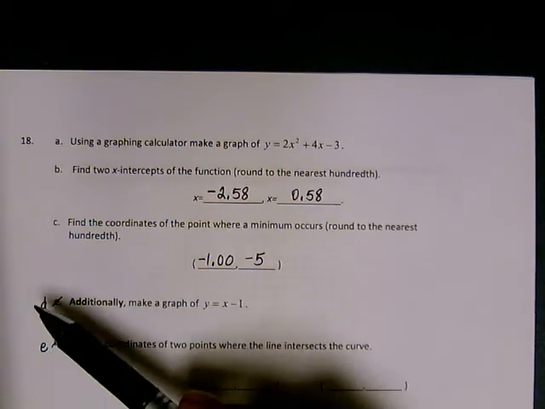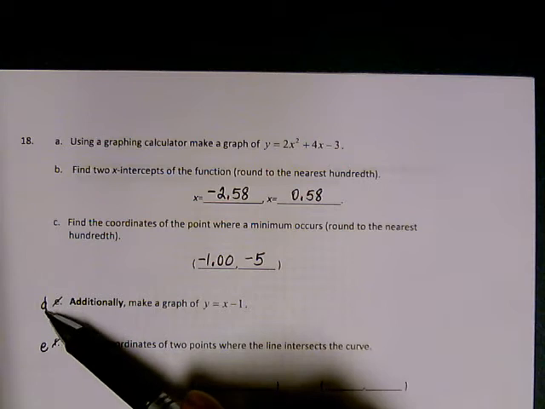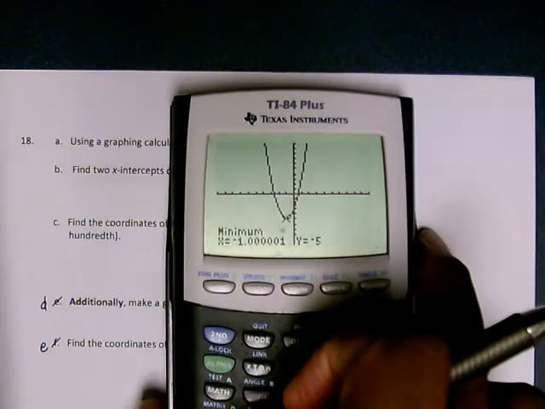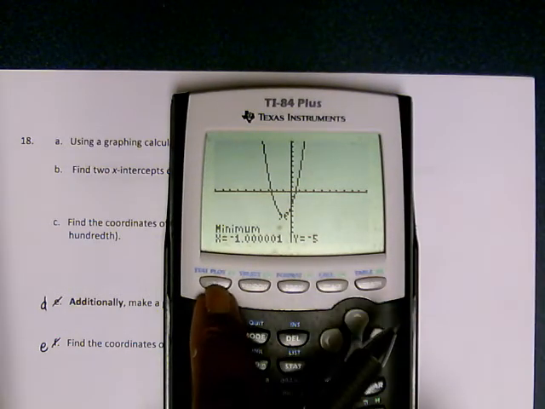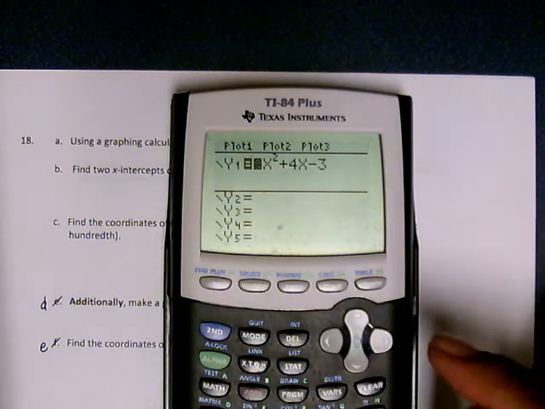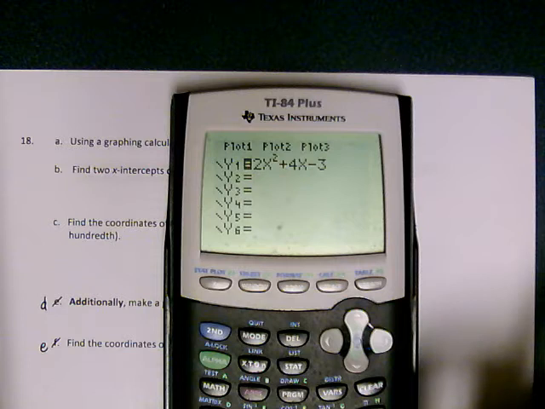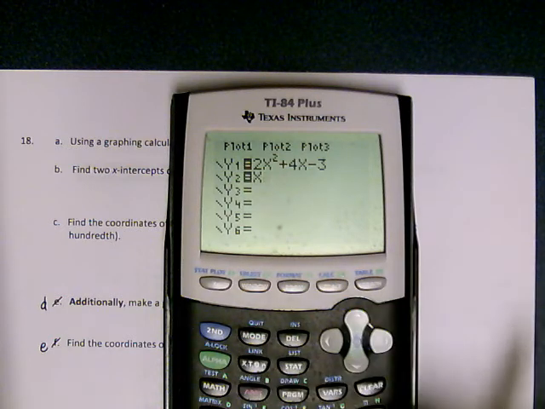Okay. And I did have to make a correction on this one. This should be D and that should be E. D says, additionally, make a graph of y is equal to x minus 1. So we press the y equal key at the very top, and we're going to use our down arrow key to go down to y2, and type in x, which is the XT theta button, minus 1.